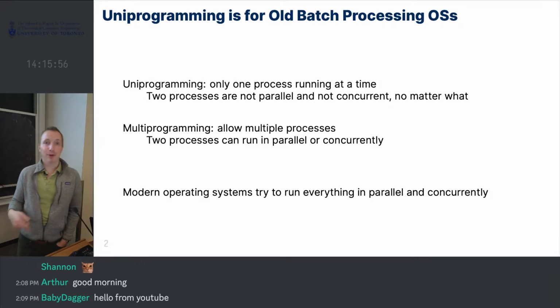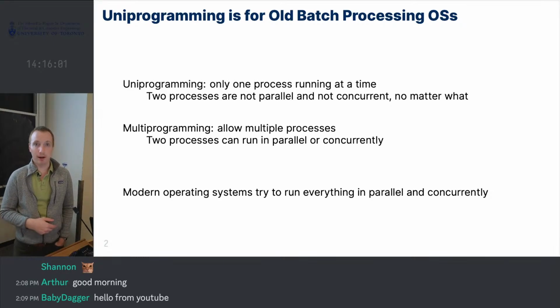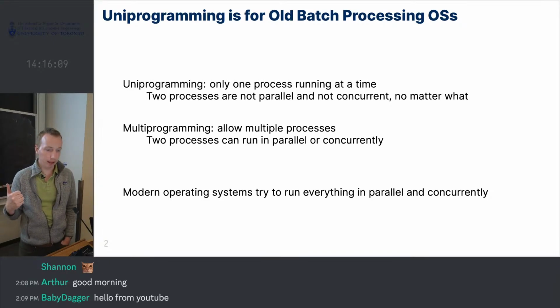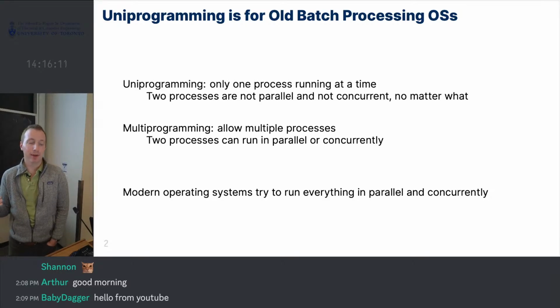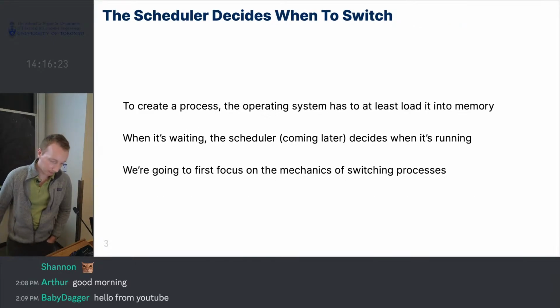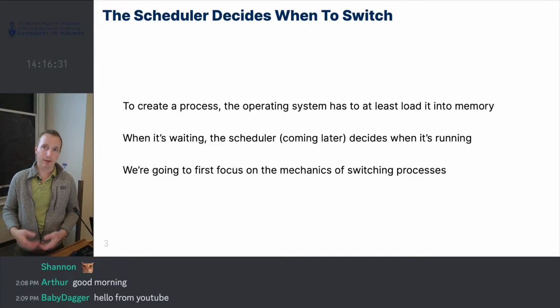So multi-programming is what we have now, where we can allow multiple processes. Two processes can run in parallel or concurrently. Those mean the same thing to you right now, but as we go on through the course, they actually mean slightly different things. Modern operating systems just want to run everything in parallel and concurrently as fast as possible, using as many cores as you have on your machine as efficiently as possible, and that's the job of the operating system.